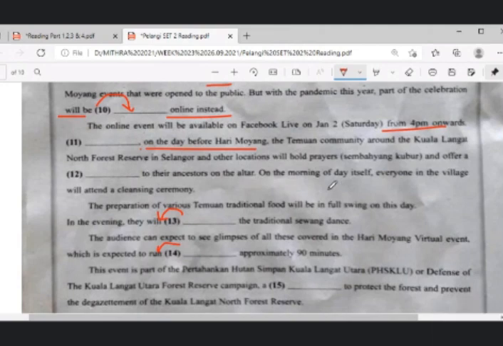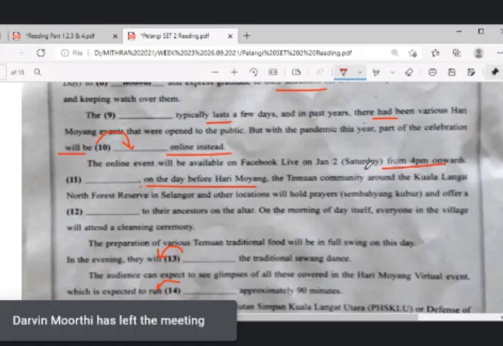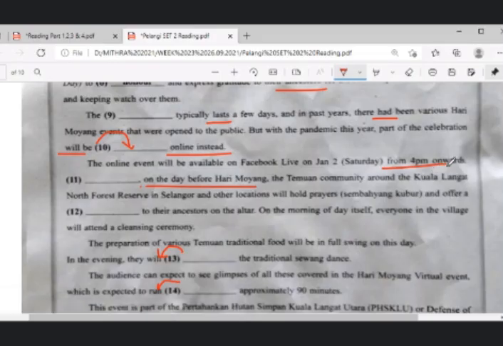Alright, next. The online event will be available on Facebook live on January 2 Saturday. So they will perform there. It is just that it is being broadcasted. The performance is not happening online. Okay? From 4 p.m. onwards. Okay, then what is your answer?